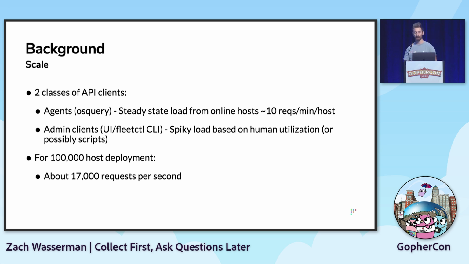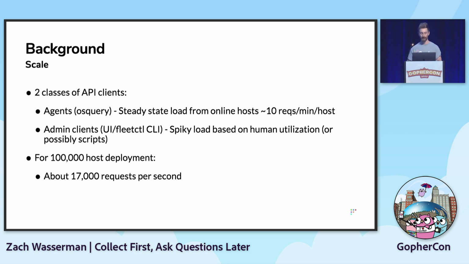And when we think about scaling problems, we think about these two classes of API clients. So again, the agents, these are making requests constantly when they're online. About 10 requests per minute per host could be a normal workload, although it depends on how things are configured. And then there's the admin clients. So this is a human using the graphical interface on a web browser. This is someone using the fleet control command line tool, or this is someone who's written a script and maybe that script is running to access those interfaces.